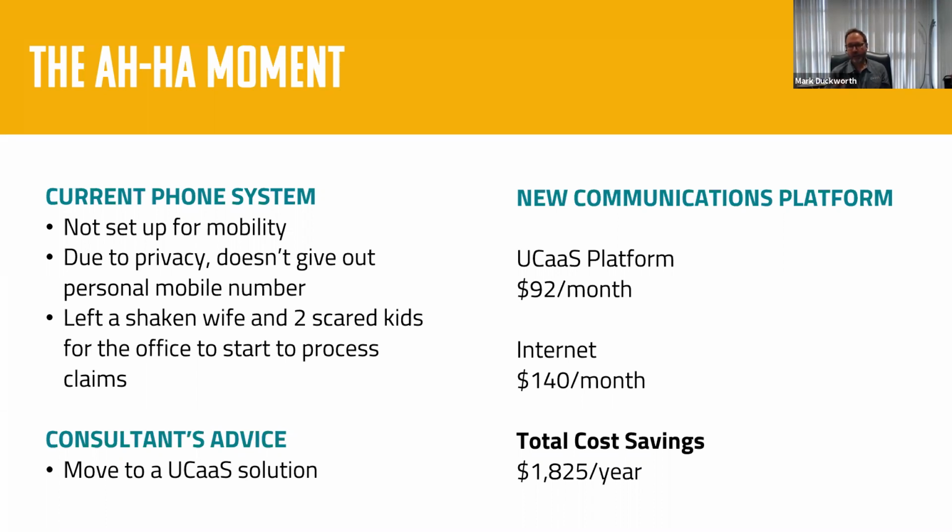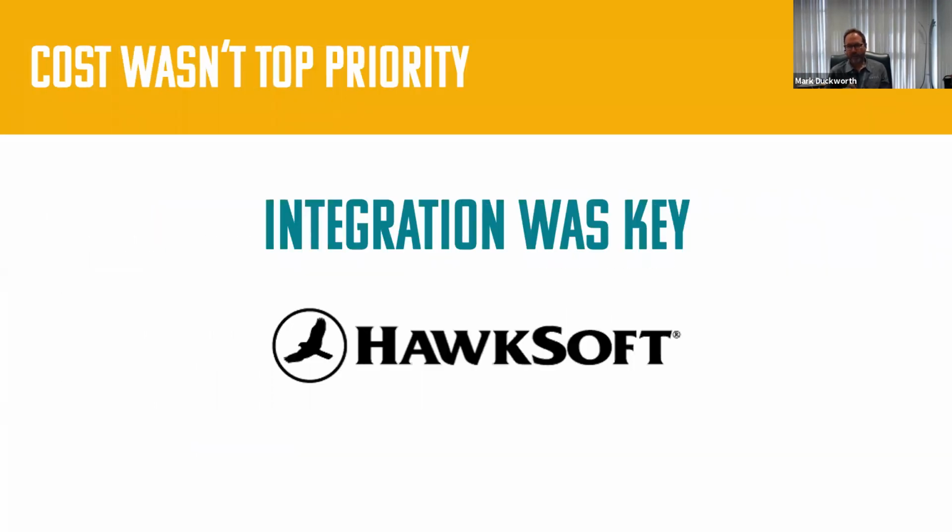But basically he chose a platform that was $92 a month. Internet was more than adequate, so that didn't change. And what he saved was $1,800 a year, but that wasn't the driver. The driver was he needed something better than what he had for how he needed to conduct business, a combination of both COVID and really being able to get out and deal with this tornado. The cost wasn't the top priority.